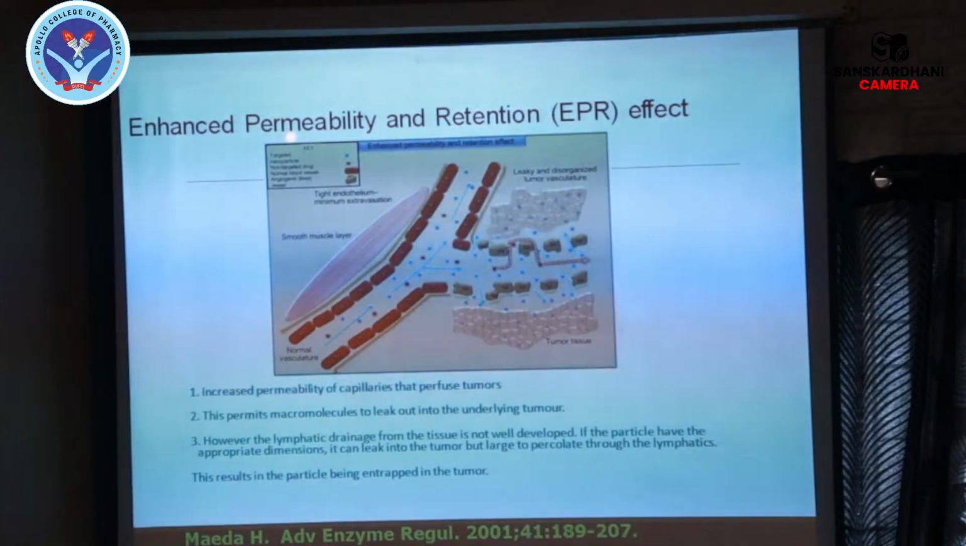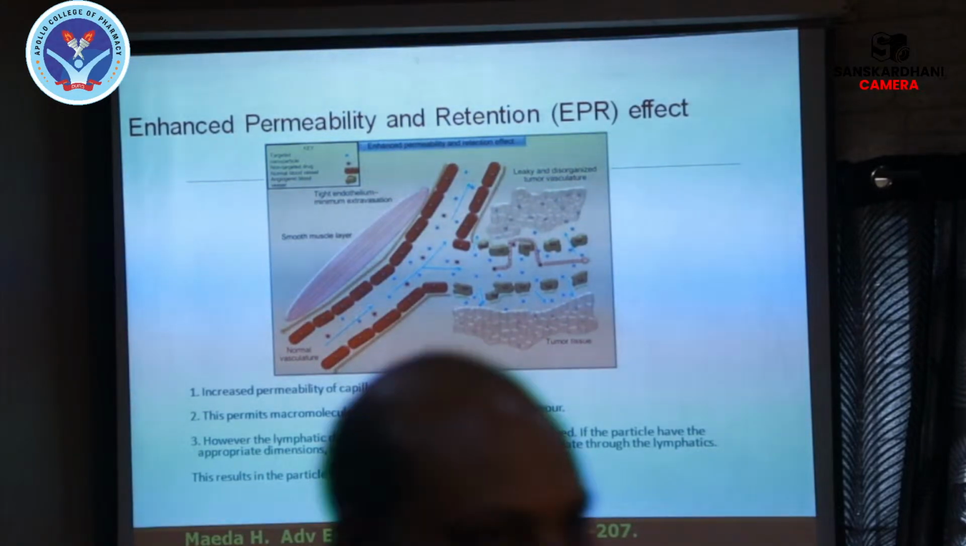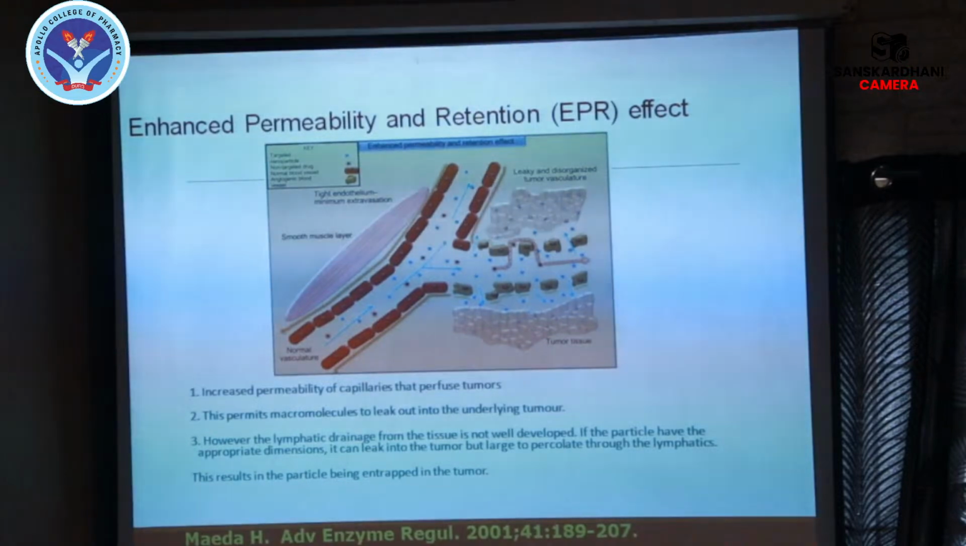So this is the theoretical basis of how a liposome works in cancer. In normal tissues, due to normal permeability, liposomes will not leak into the tissues, whereas in cancer tissues, because of enhanced permeability, the liposome will leak into the tissues and it will be trapped in the tissues because the lymphatic vessels are not working. So you will get enhanced cytotoxicity in the target compartment, which is the cancer in this case.